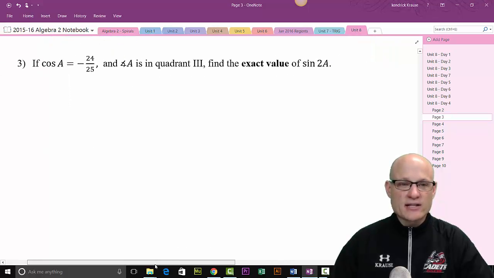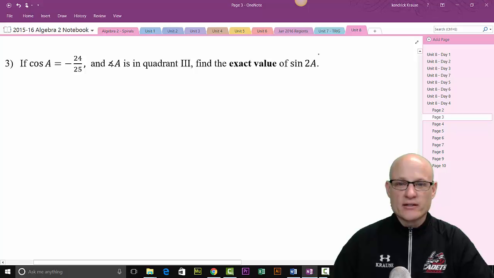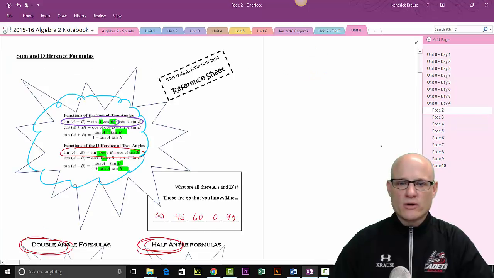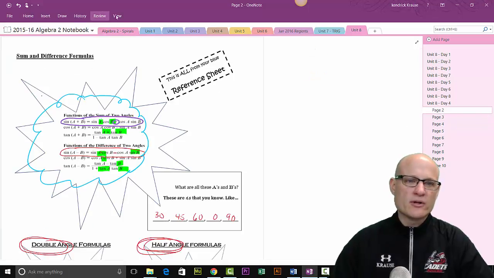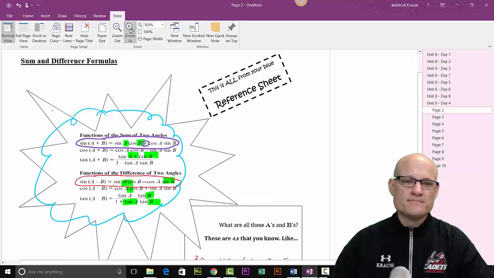Find the exact value of cosine or sine of 2a. Sine of 2a. Well, that's really weird. I wonder if I have a formula for sine of 2a because it's so weird.